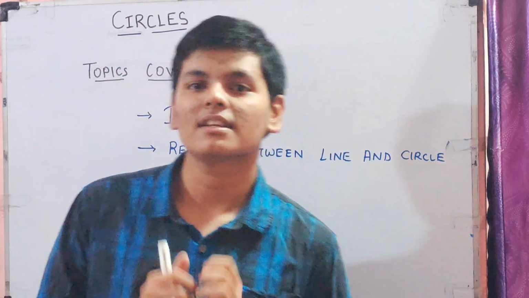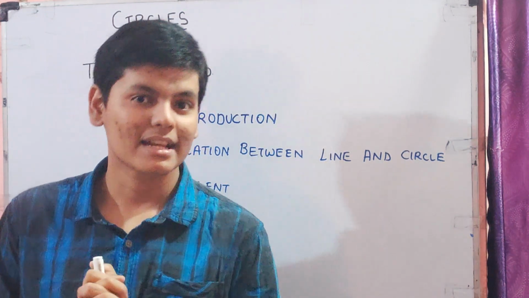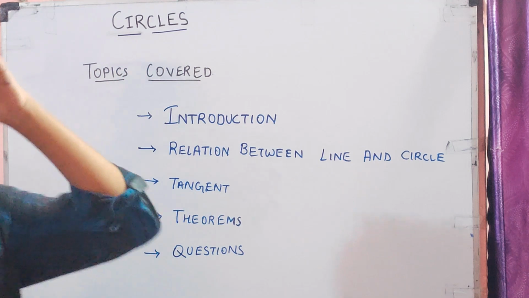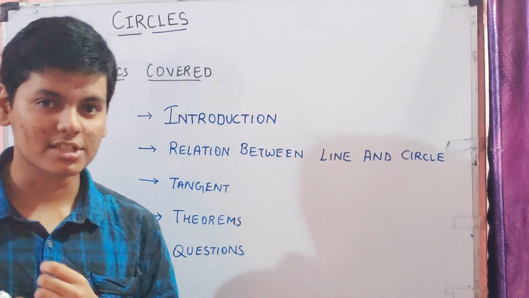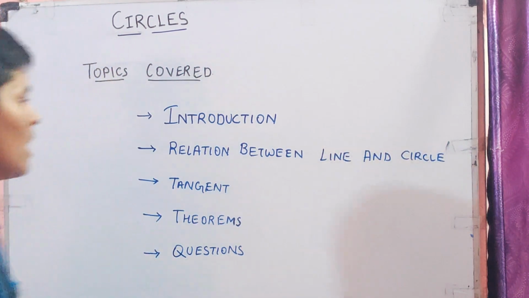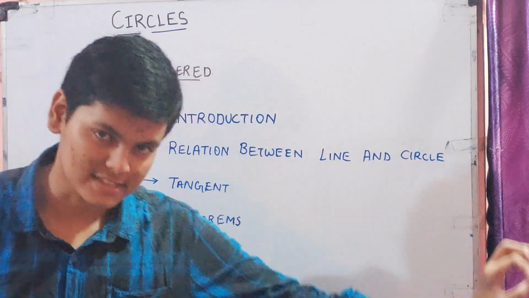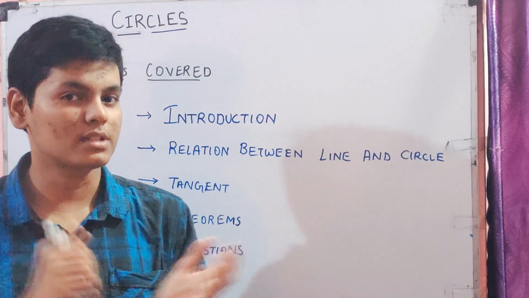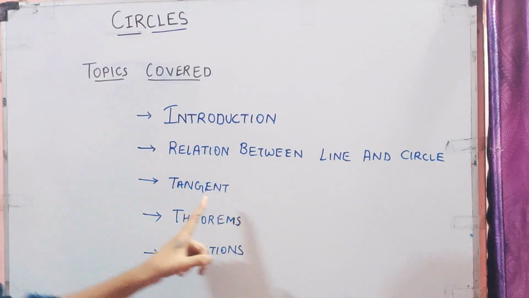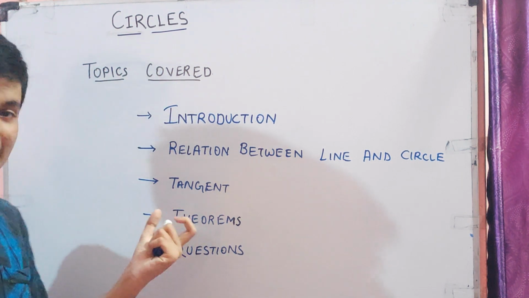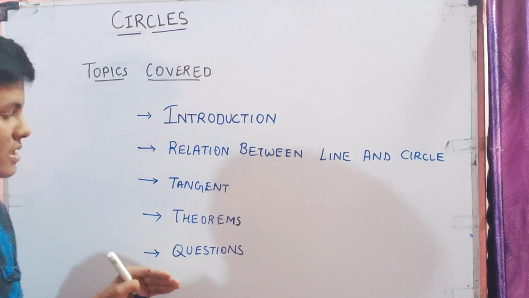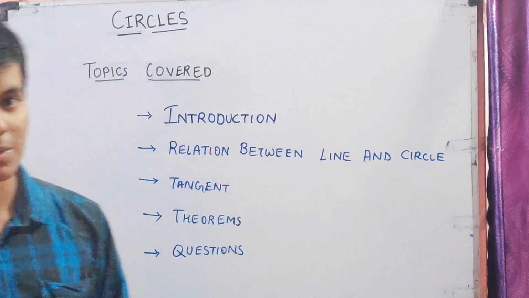Today we are going to start a new topic in maths class 10, that is circles. In today's video we are going to discuss what a circle is, that is, the definition of a circle, and what the relation is between a line and a circle, how they are both related. Then we'll see what a tangent is, then we'll see some theorems. We have two theorems in our syllabus, you're going to see that, and then we are going to practice some questions.